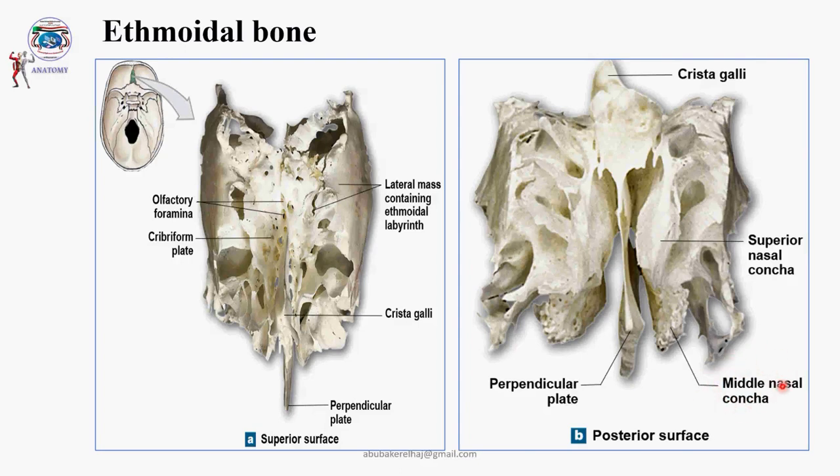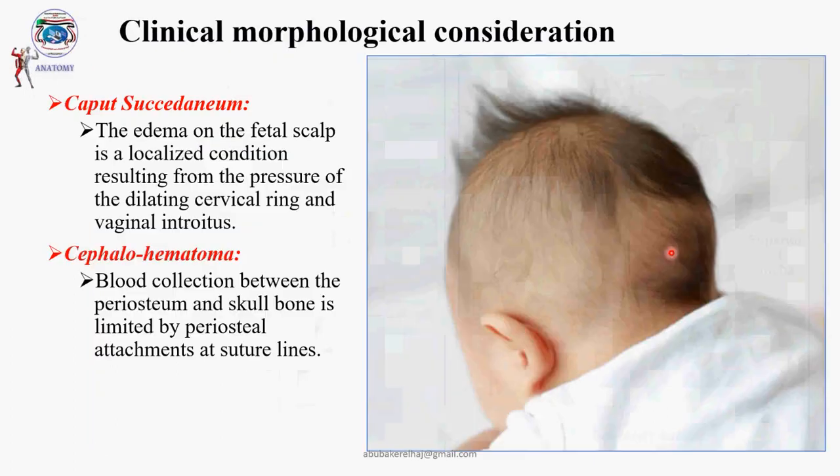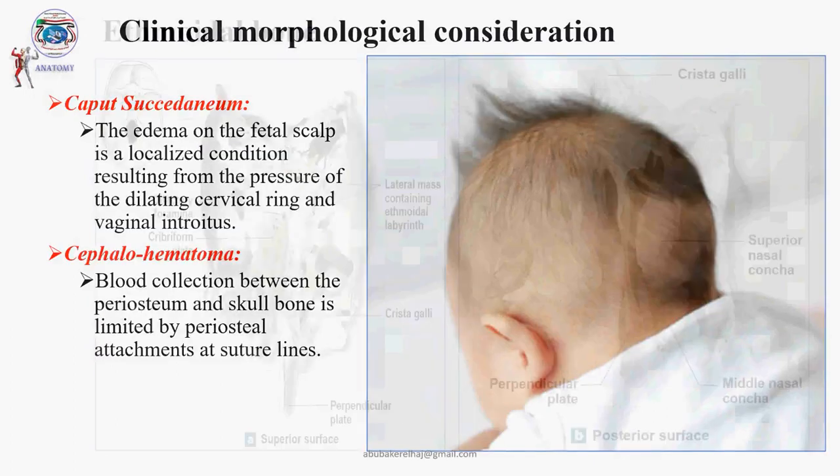projections from the ethmoid bone, which are called the middle nasal conchae, and here we have the superior nasal conchae, while the inferior nasal conchae are a separate bone.